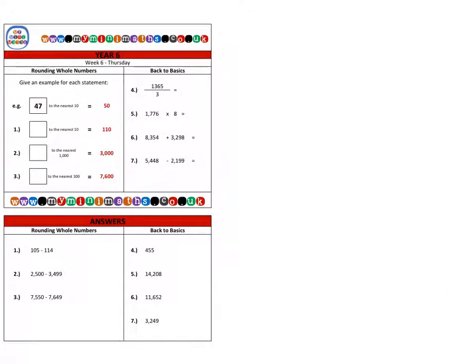And today we're going to be rounding in reverse, so we're going to be calculating different possibilities that can be rounded to a given answer.